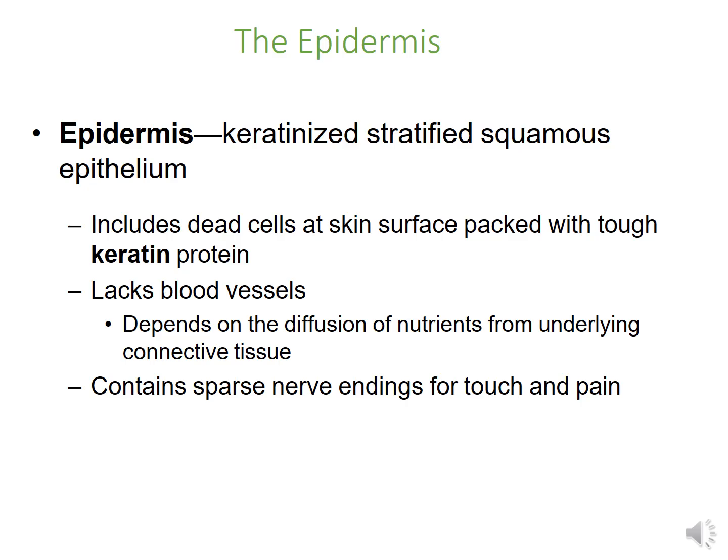The epidermis is a keratinized stratified squamous epithelium, including dead cells at the skin surface packed with tough keratin protein. It lacks blood vessels and depends on the diffusion of nutrients from underlying connective tissue. It contains sparse nerve endings for touch and pain.